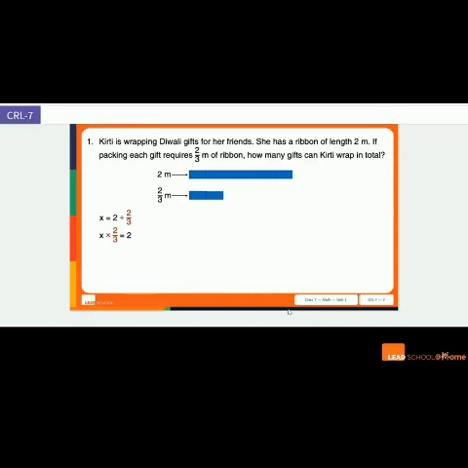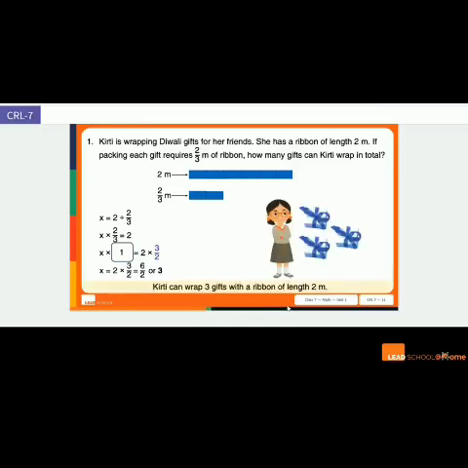Now multiply 3/2 on both sides of the equation. This will still keep both sides equal. Do you remember that multiplying a fraction by its reciprocal gives us 1? Therefore, x is equal to 2 times 3/2. This gives 6/2, or simply 3. Now, we know that Kirti can wrap 3 gifts with a ribbon of length 2 meters.